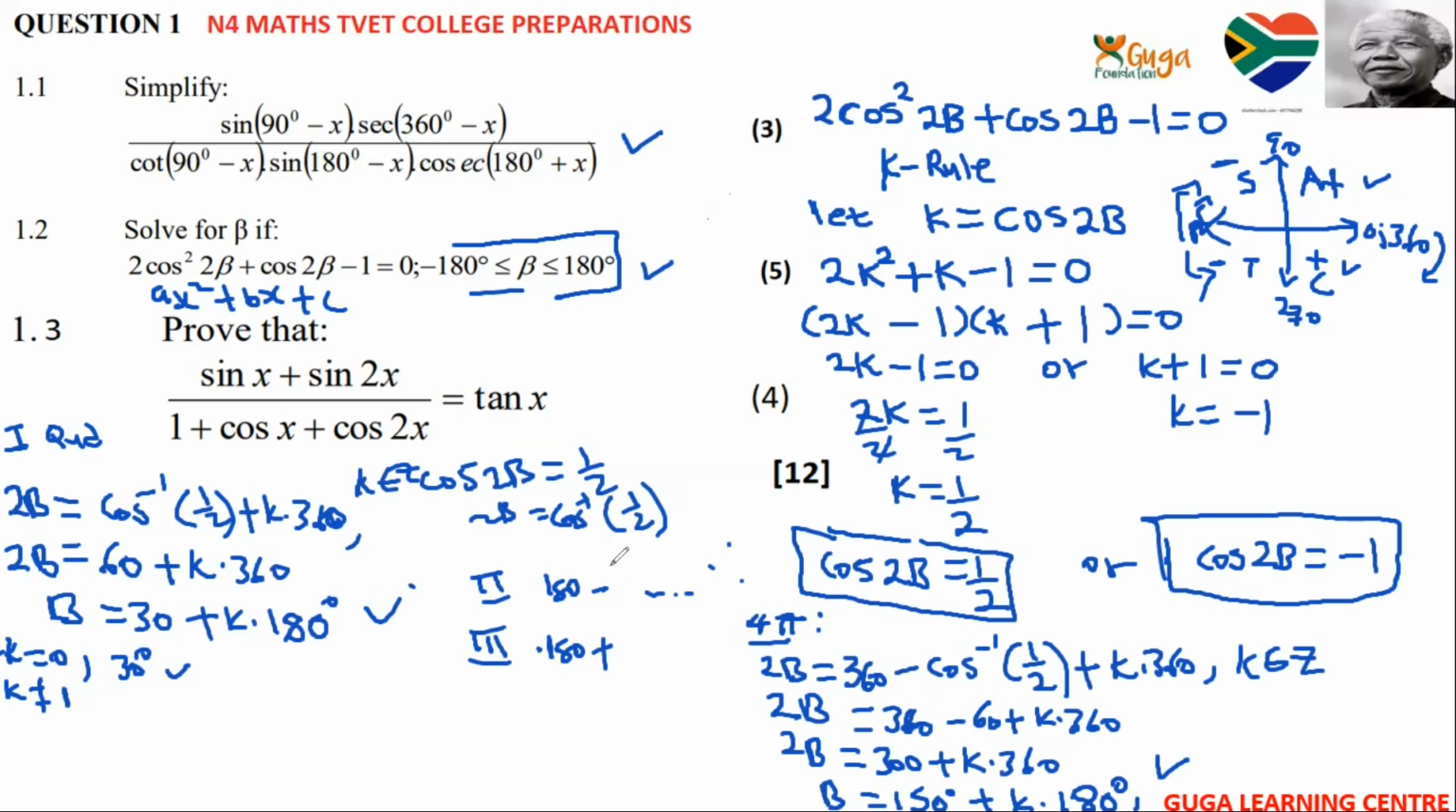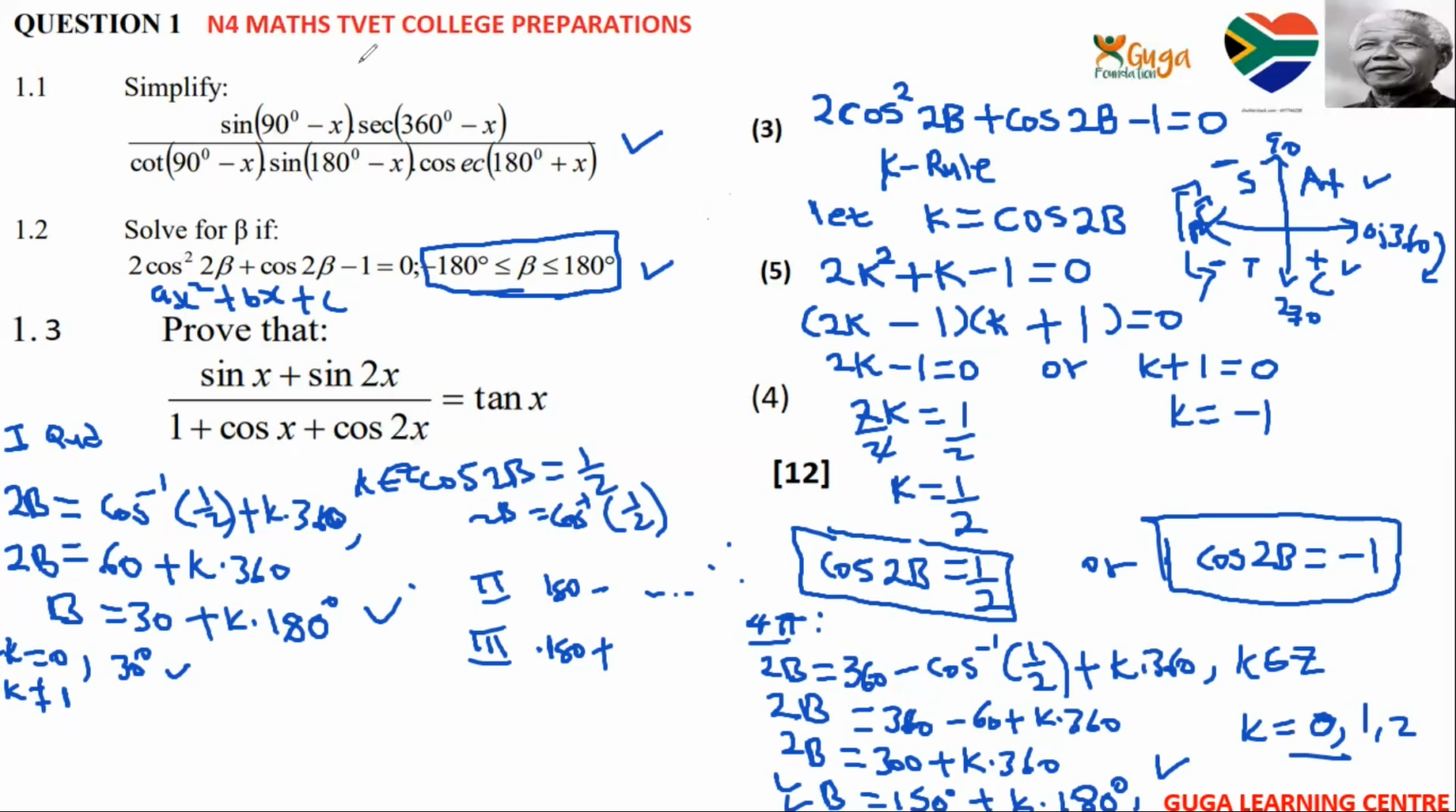So you also have to do the same for this one here. You have to do that, that will be your homework. You have to say k is 0, 1, and 2, just to check. If it falls within the range, the domain here, you write it. Okay. So now let's go to the last question.